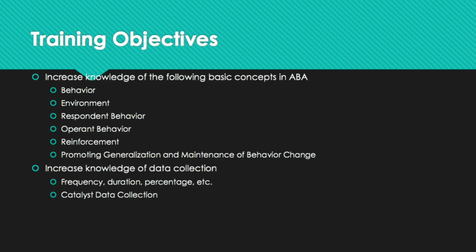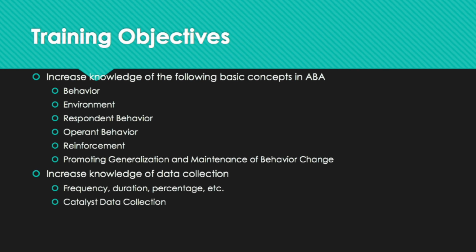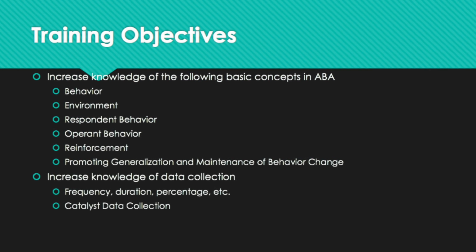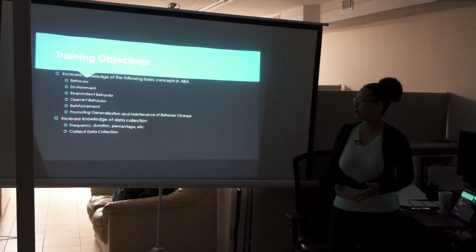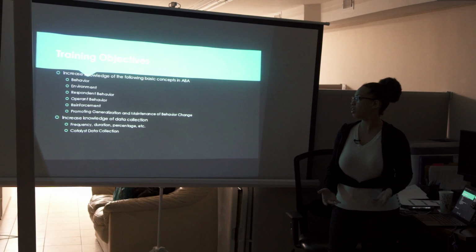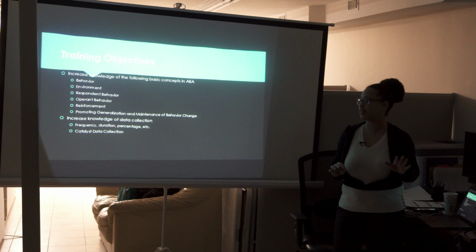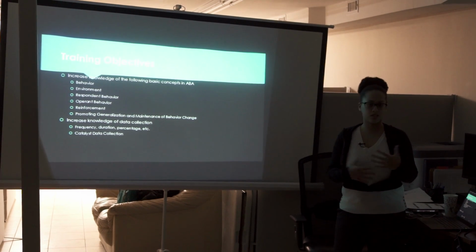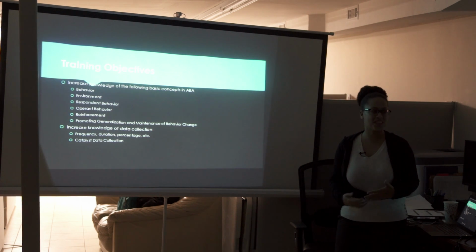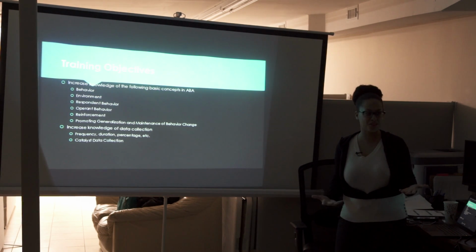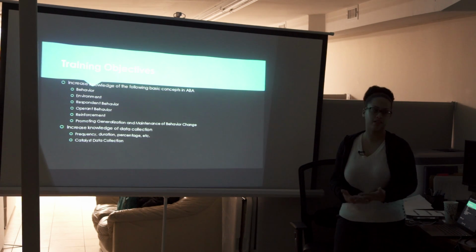All right. So today's training, our objectives are going to be to, again, increase your knowledge of these basic concepts in applied behavior analysis. We're going to be talking about, obviously, behavior. That's the big thing. We're also going to be talking about the environment. How does that affect behavior? We're going to touch a little bit, and I mean just a little bit, on respondent behavior. Operant behavior, that's a big deal for what we do. And also reinforcement. That's like your go-to thing when you're working with the kids, what's the right reinforcer? Is it working? And also promoting generalization and maintenance of behavior change.